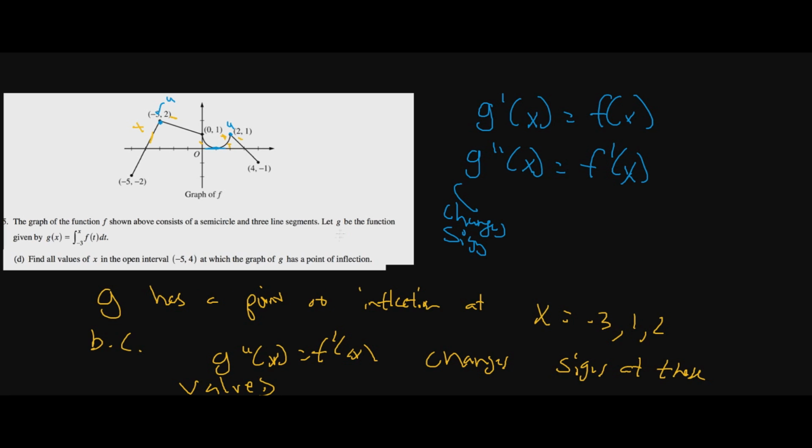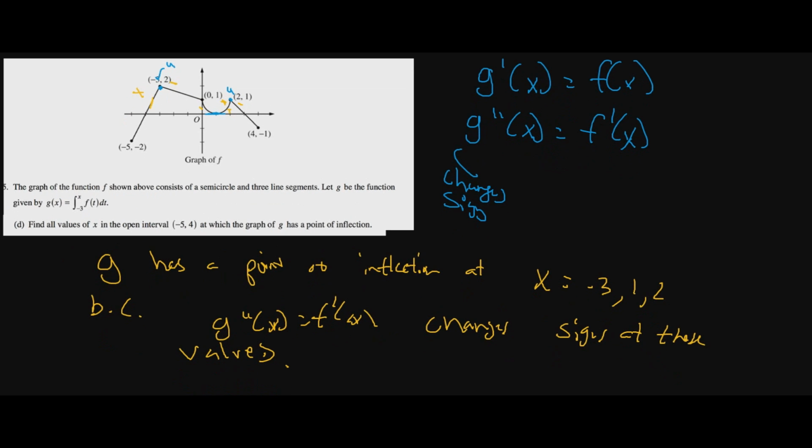Now, nothing in here is set to justify. So if you were to write G has a point of inflection at x equals negative 3, 1, and 2, you would be perfect. You would be done. There would be nothing for you to do. But I wanted to write down our justification just so that you know it. All right, let's go ahead and do part C.